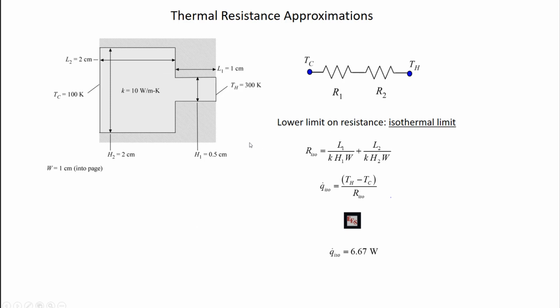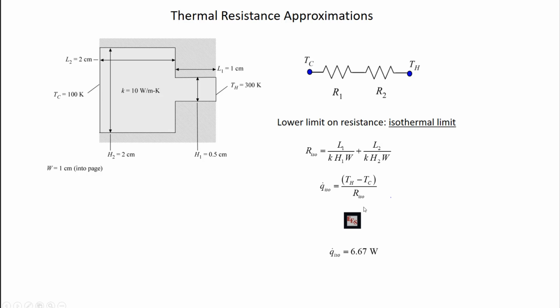So here's the first estimate. A lower bound on the resistance is the isothermal limit. It basically says that for this region here, this distance L2, I'm going to have H2 times W. So I'll have L2 divided by K times H2 times W. And then for this region here, I'll have L1 divided by K times H1 times W. So I will sum these 2 resistances together. That's my isothermal resistance, and then my heat transfer is TH minus TC divided by that resistance.